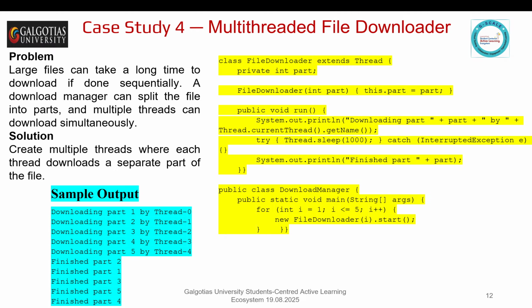Large files take a long time to download sequentially. A multi-threaded download manager splits the file into parts, and multiple threads download different parts simultaneously. Each file downloader thread downloads a specific part of the file. Threads run concurrently, reducing overall download time. The output shows that parts finish downloading in an unpredictable order.